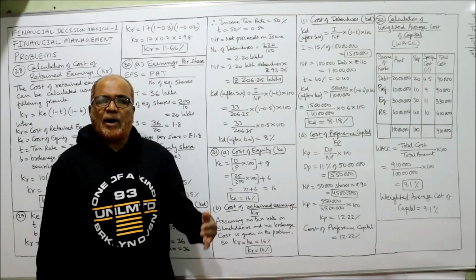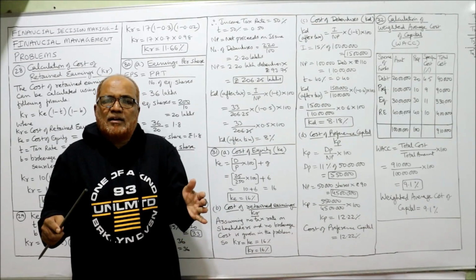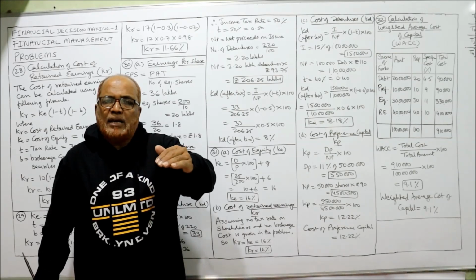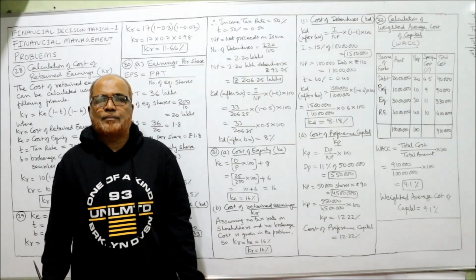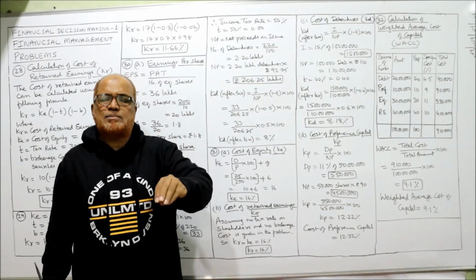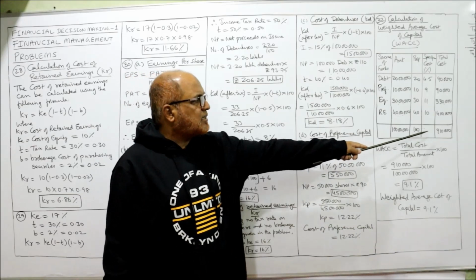The total amount is 1 crore. So the total fund of the company is 1 crore. On 1 crore, the company is paying the cost: paying the cost to equity shareholders, paying the cost to debenture holders, paying the cost to preference shareholders. The total cost comes to 9 lakh 10,000.